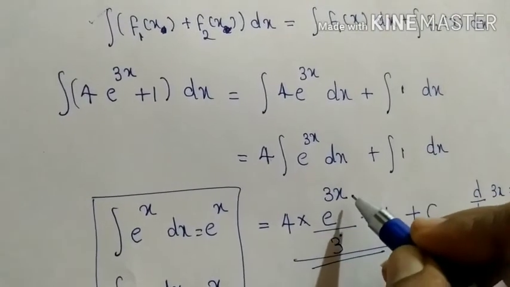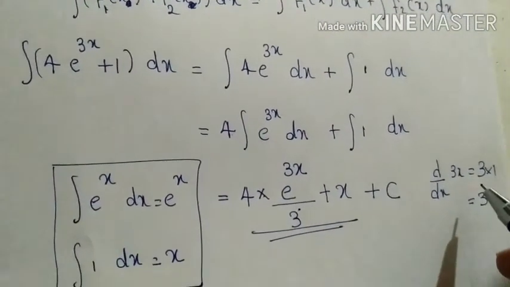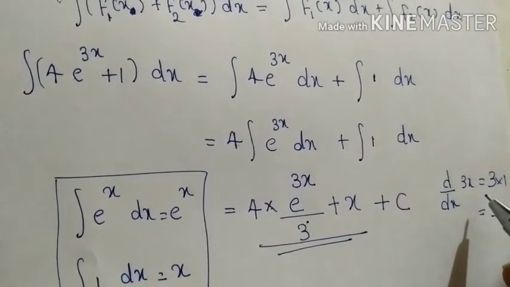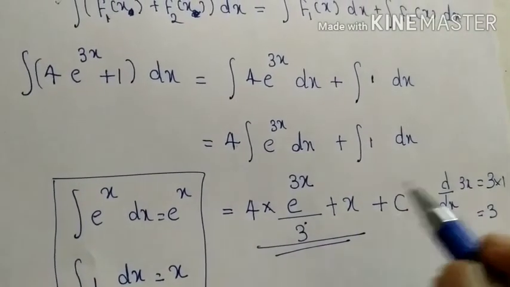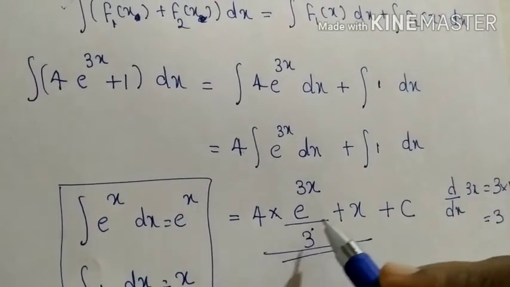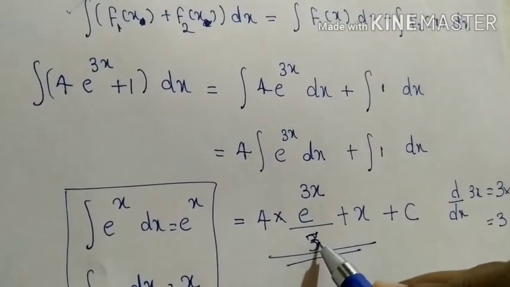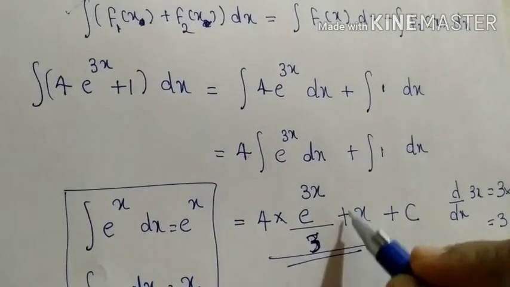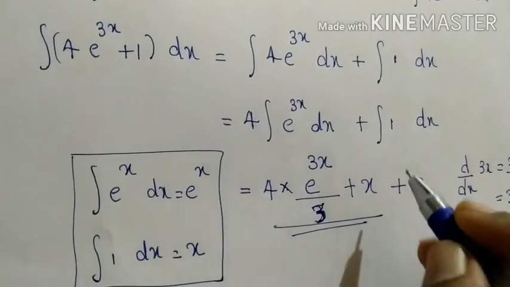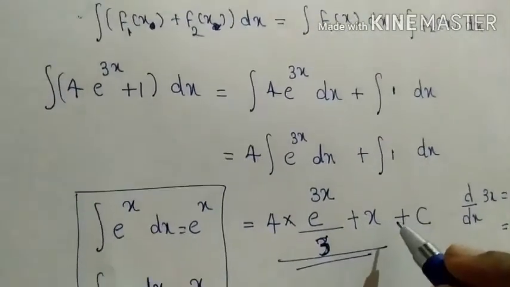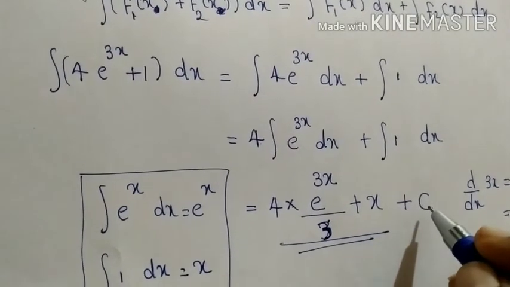Here 3x is another function, right? So by using the chain rule, we need to find the derivative of 3x. We know that the derivative of 3x is 3, and we write this derivative in the denominator of this function. So I am writing 3 here, plus integral 1 dx. We know that the value of integral 1 dx is x, and after that don't forget to write a constant c here.